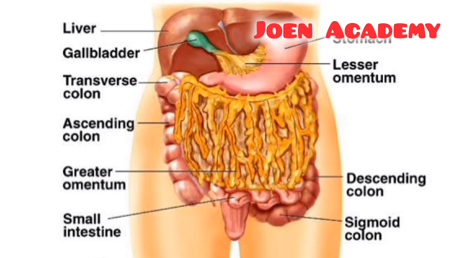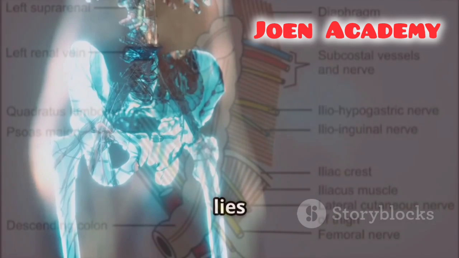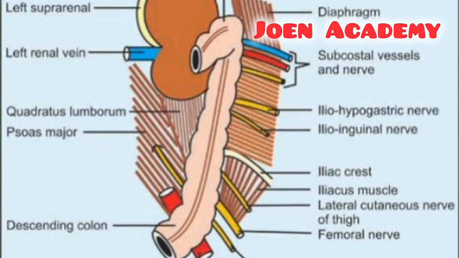The descending colon, similar to the ascending colon, has important posterior relations due to its retroperitoneal position. It lies anterior to the lateral border of the left kidney, the quadratus lumborum muscle, the iliacus, and the psoas major muscle. The left ureter descends posterior to it. Medially, it is related to coils of jejunum.